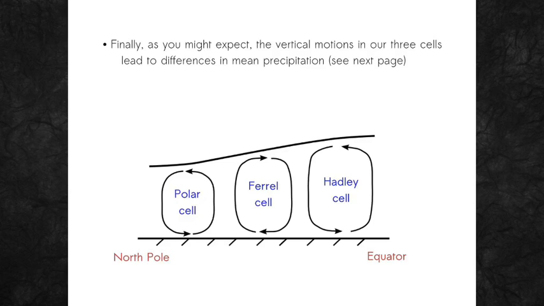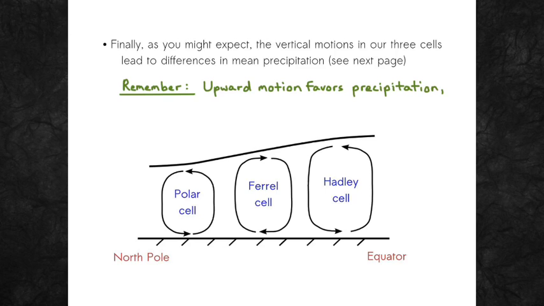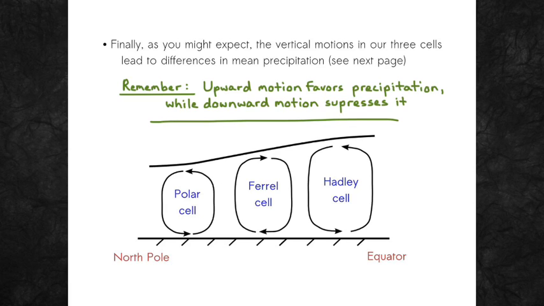Now, on top of all that, these things also have important implications for precipitation, because in parts of these cells, we tend to have upward motion on average, and in parts of these cells, we tend to have downward motion on average. And if you remember back just a couple of screencasts, that upward motion tends to favor the production of clouds and precipitation. On the other hand, downward motion tends to suppress it. So upward motion tends to favor precipitation, that's going to be rainier, and downward motion tends to suppress it, so that's going to be drier.